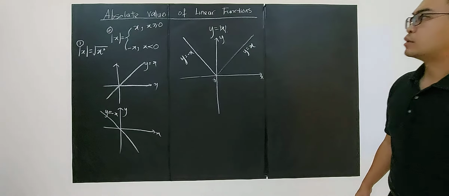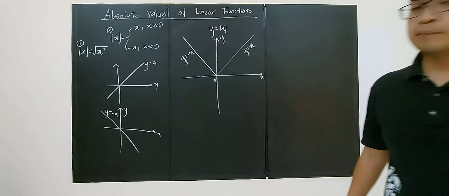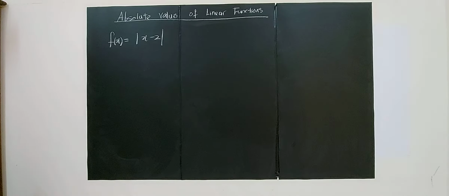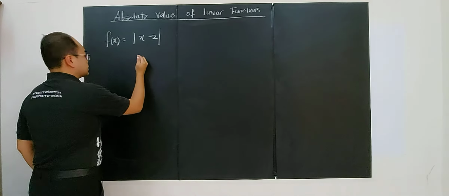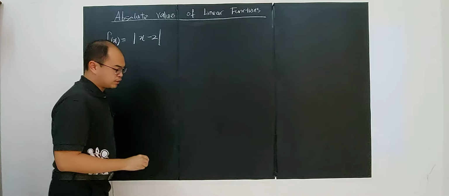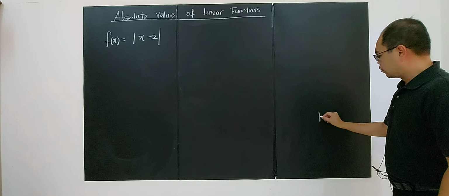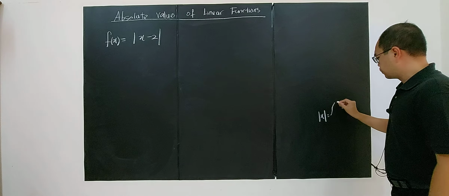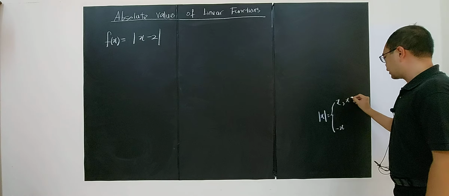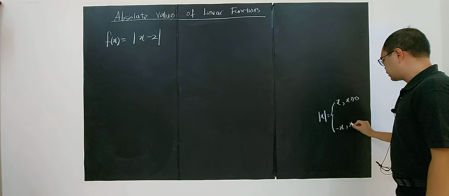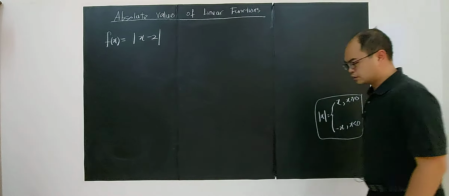Alright, let's look at another example. It's the same thing: you have to remember the definition of absolute value. Modulus x will be the part of positive x and negative x for x greater or equal 0 and x less than 0. This is a very important concept for modulus function.